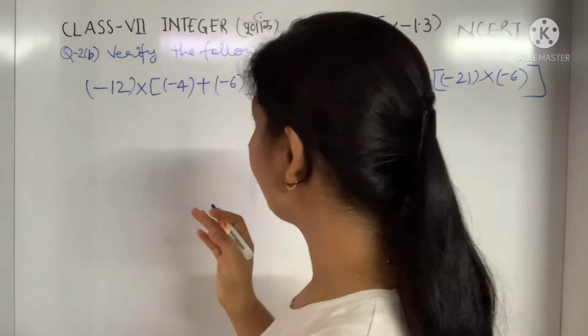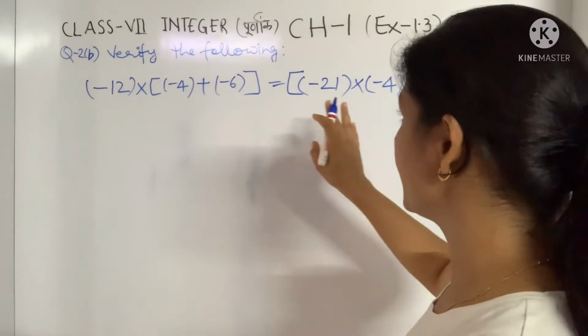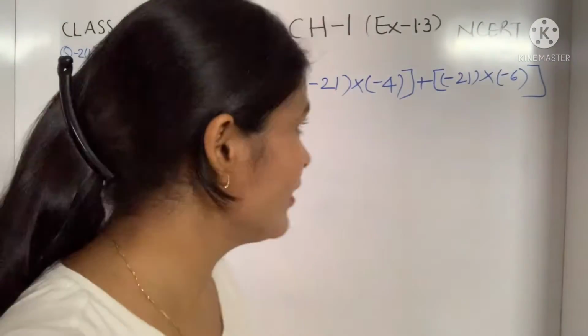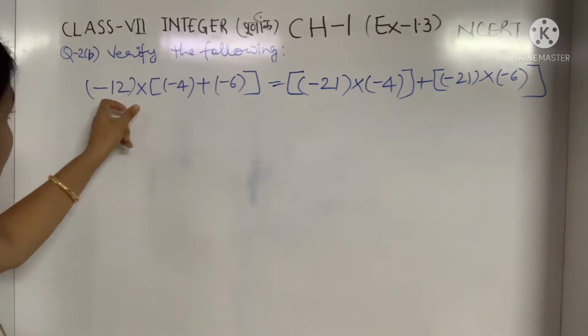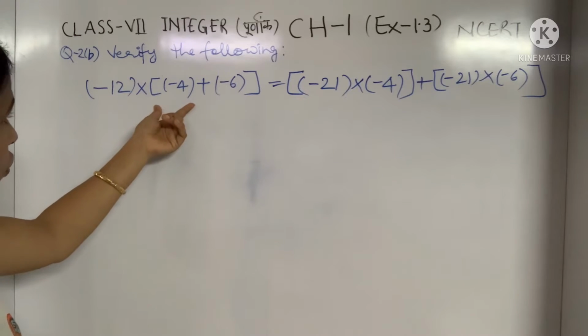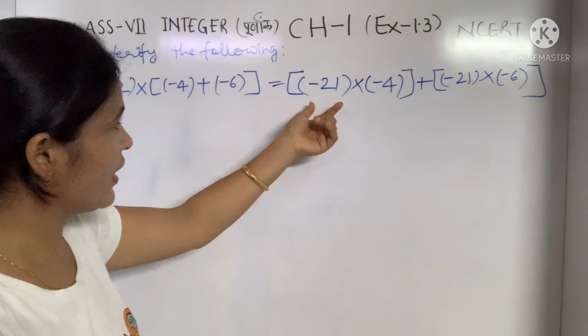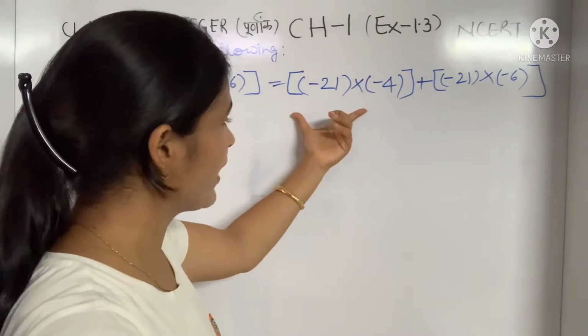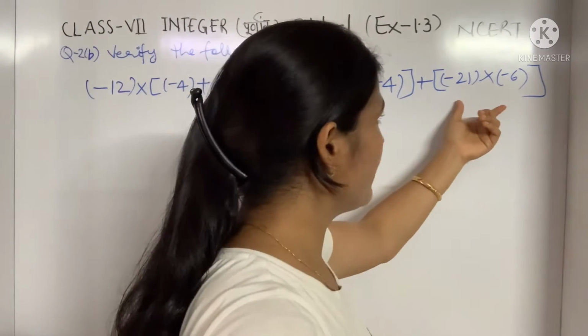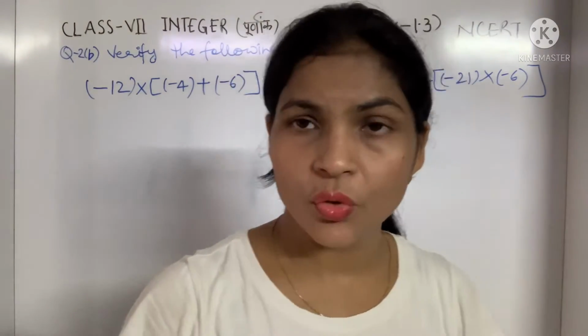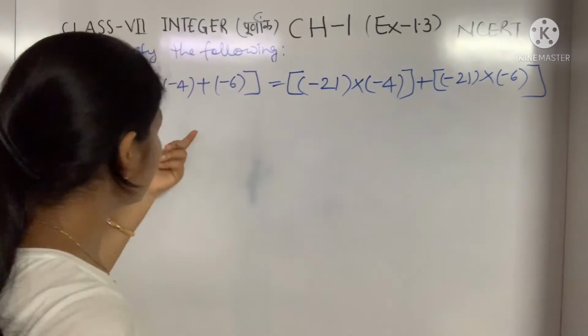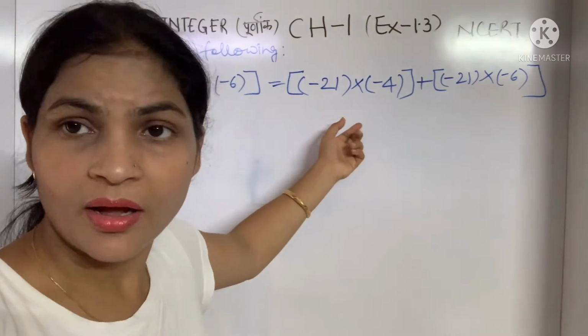Yes, in this part we have to verify left hand side is equals to right hand side. So let's start. Minus of 12 multiplied with minus 4 plus minus of 6 is equals to minus 21 multiplied with minus 4 in one bracket plus minus 21 multiplied with minus of 6 in the another bracket. So we have to verify left hand side is equals to right hand side, and we apply BODMAS rule.